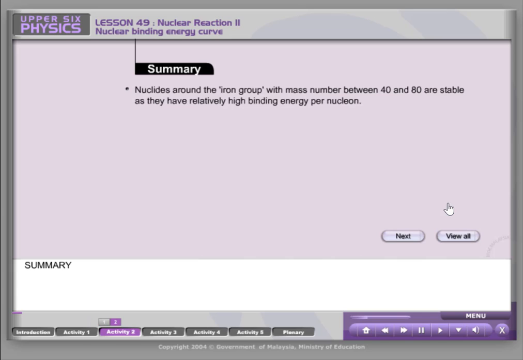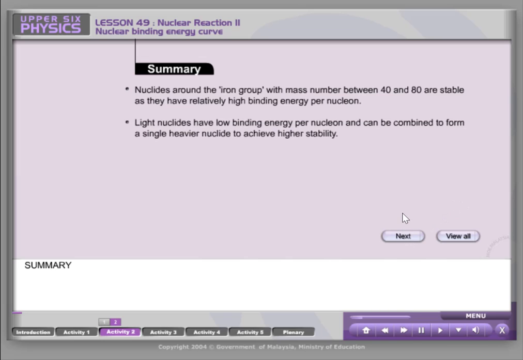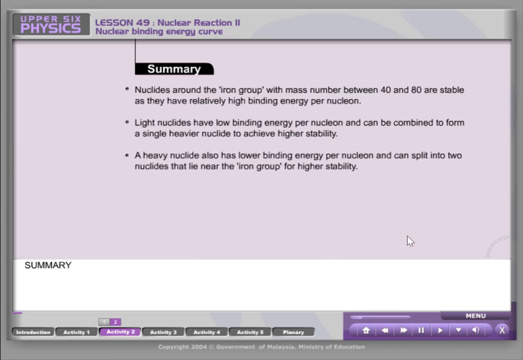Summary: Nuclides around the iron group with mass number between 40 and 80 are stable as they have relatively high binding energy per nucleon. Light nuclides have low binding energy per nucleon and can be combined to form a single heavier nuclide to achieve higher stability. A heavy nuclide also has lower binding energy per nucleon and can split into two nuclides that lie near the iron group for higher stability.